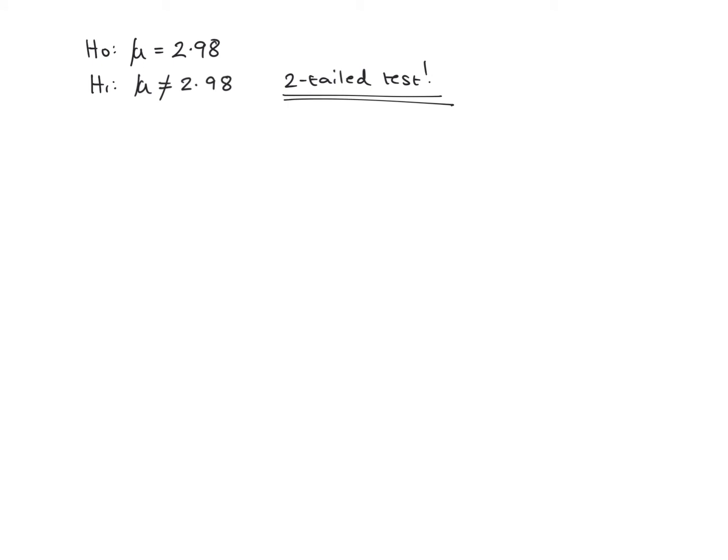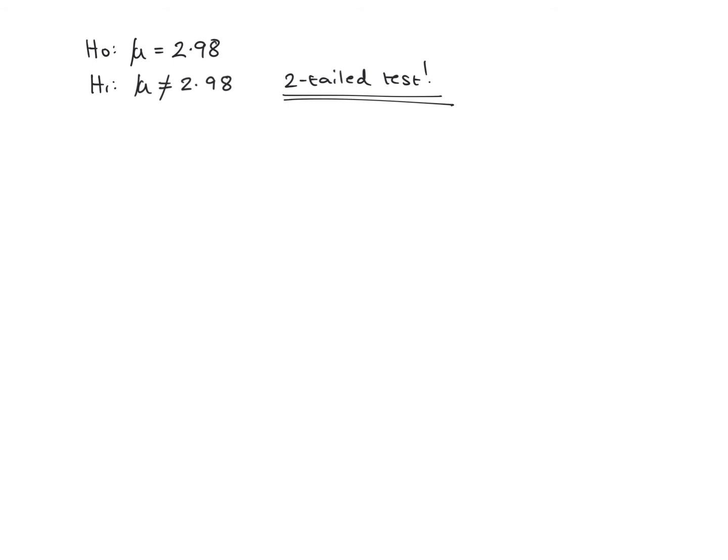Now, the next thing we're going to do is set up our hypotheses. So H0, the status quo, we think that the population mean mu is 2.98. Now, H1, go back to the wording of the question. It's asking us to test for evidence of a change in length. So this alternative hypothesis is mu is not 2.98. This is a two-tailed test, and we'll decide which tail we need to investigate in just a moment.